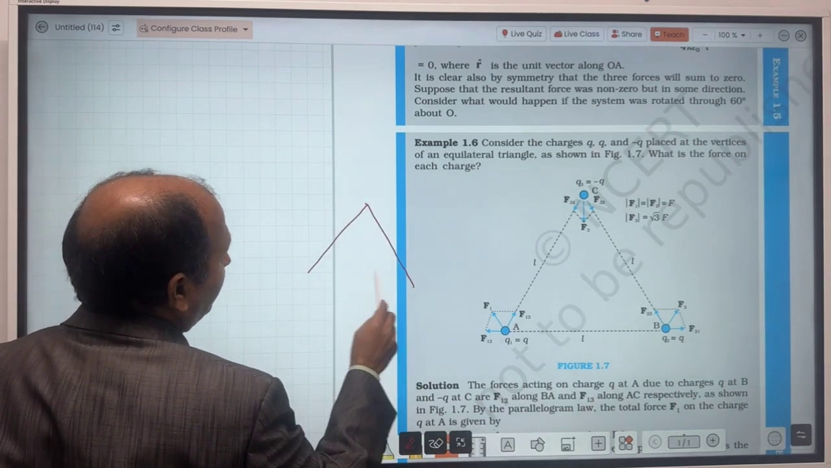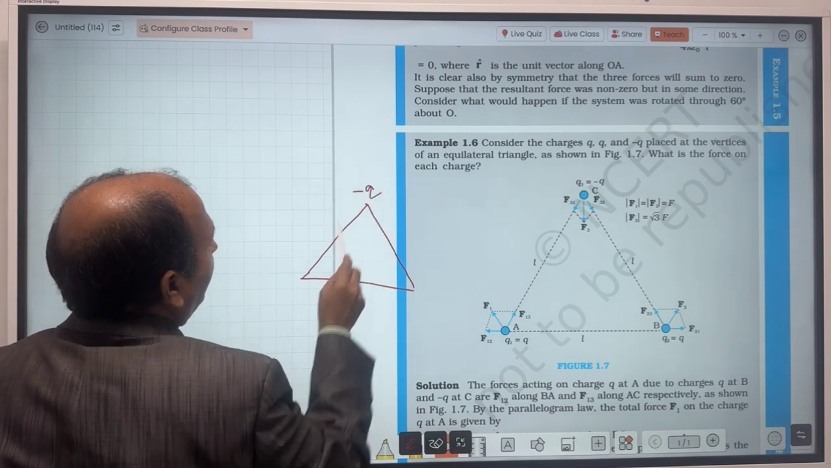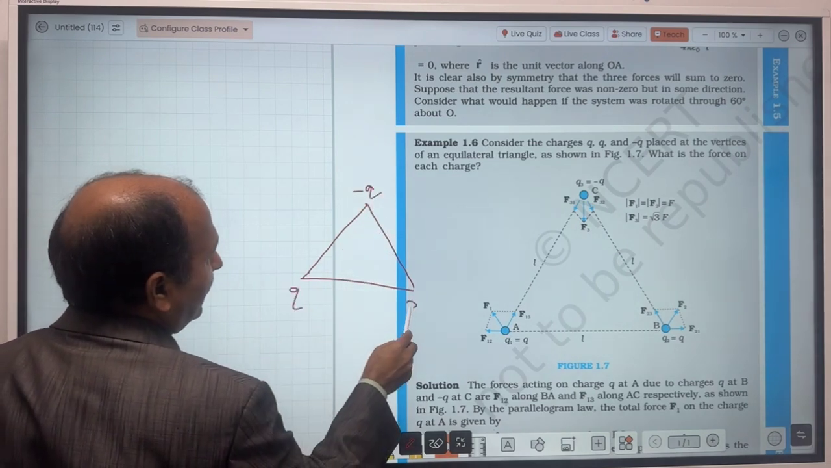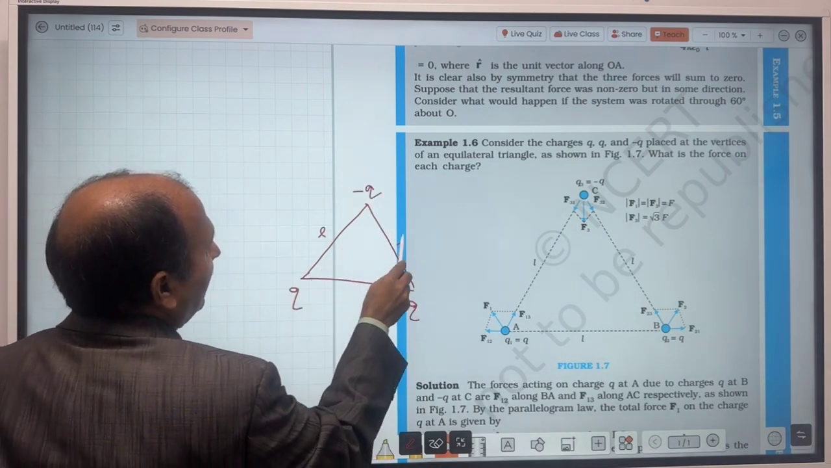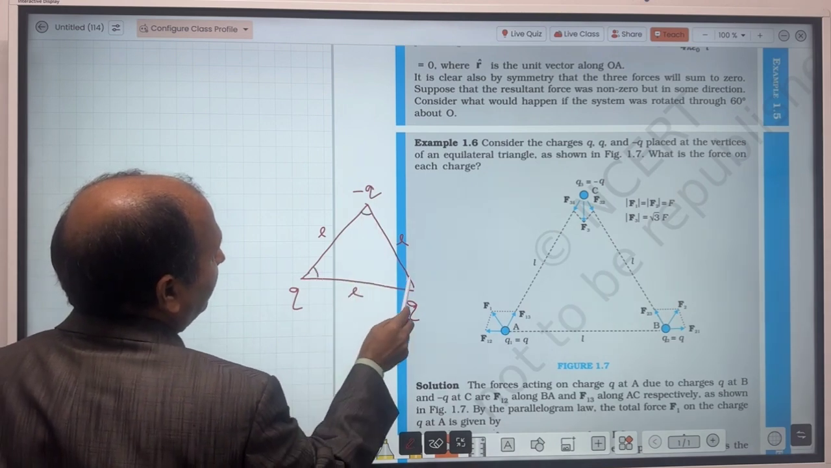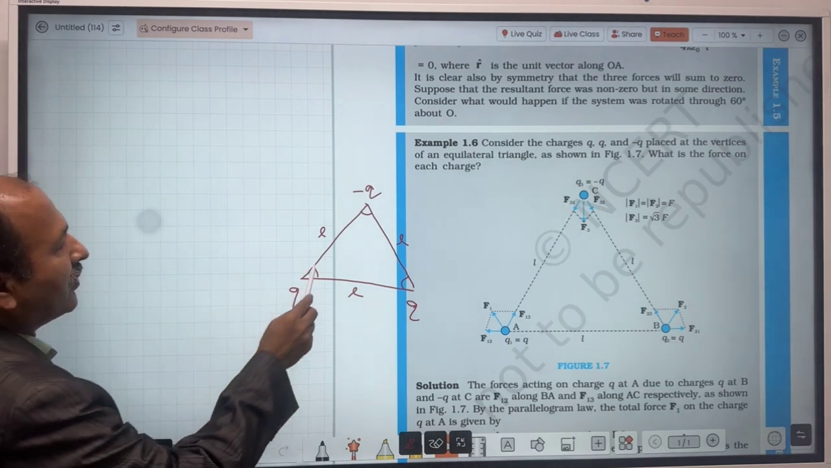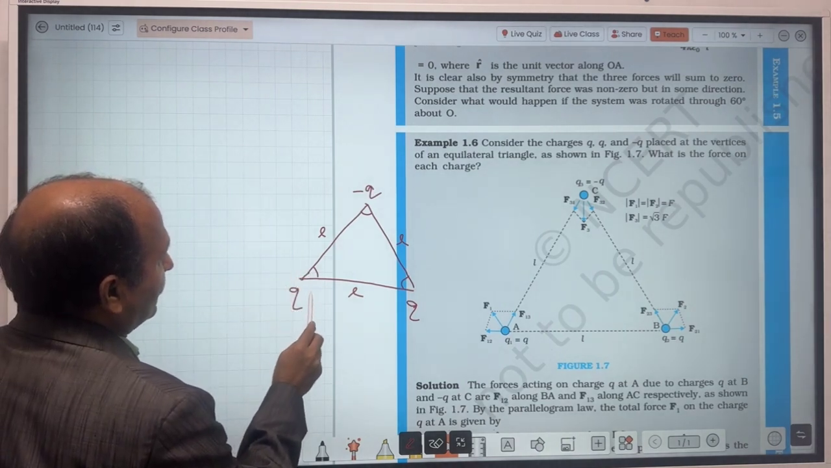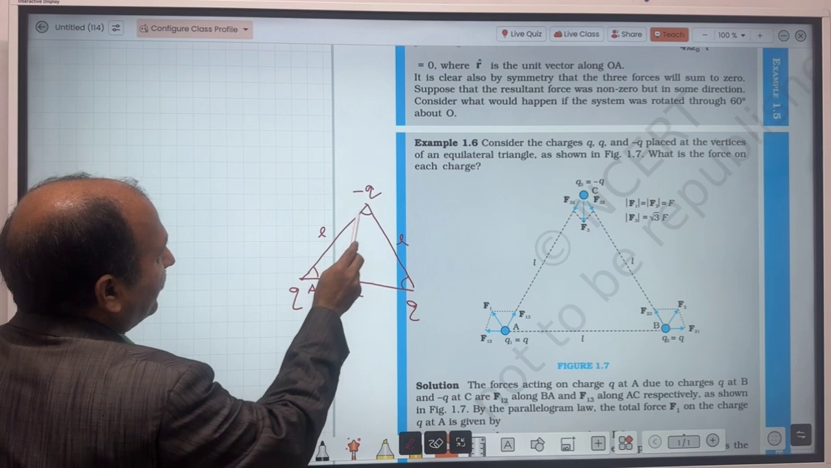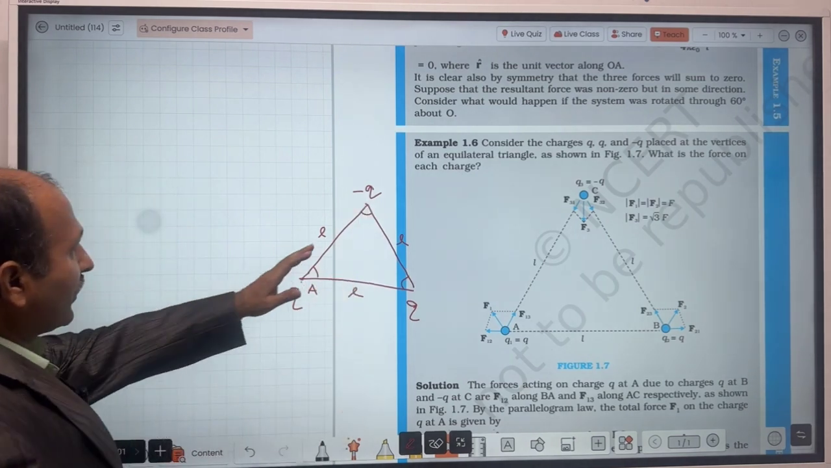Suppose we take here minus q, here plus q, here plus q. This side is L, this side is L, this side is L. So each angle will be 60 degrees. So suppose you want to find out the force on this charge at point A. So this is positive, this is negative.